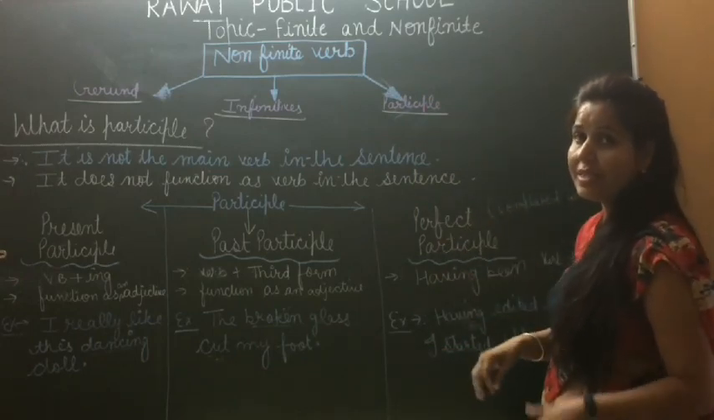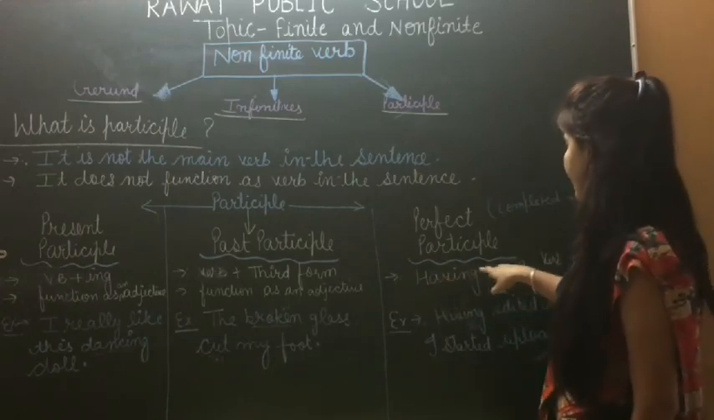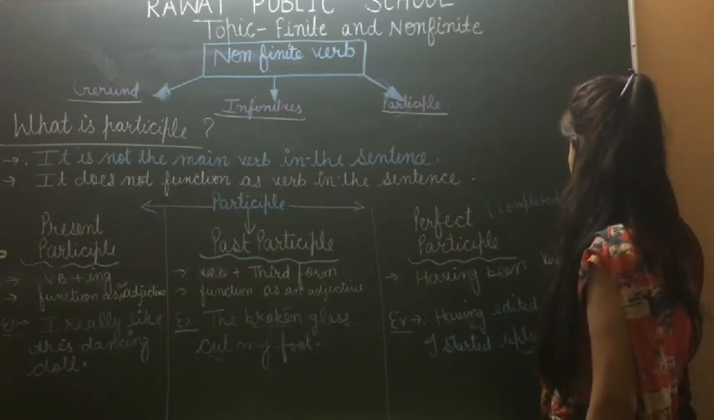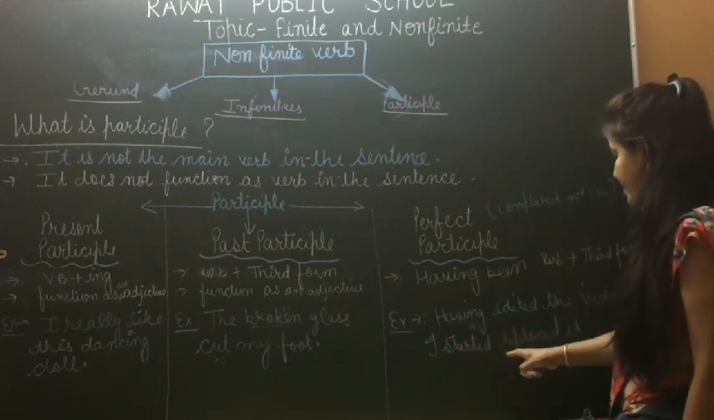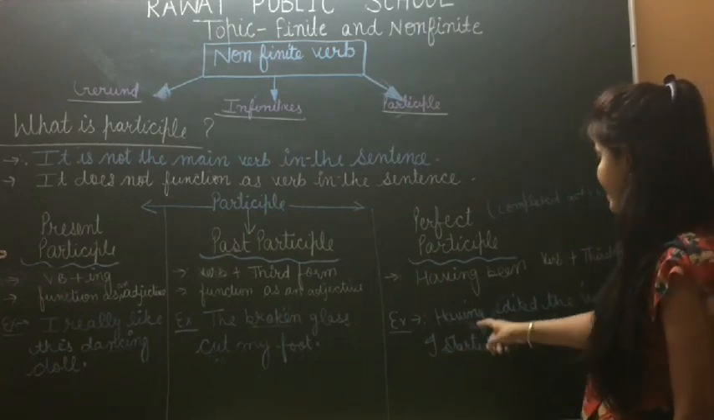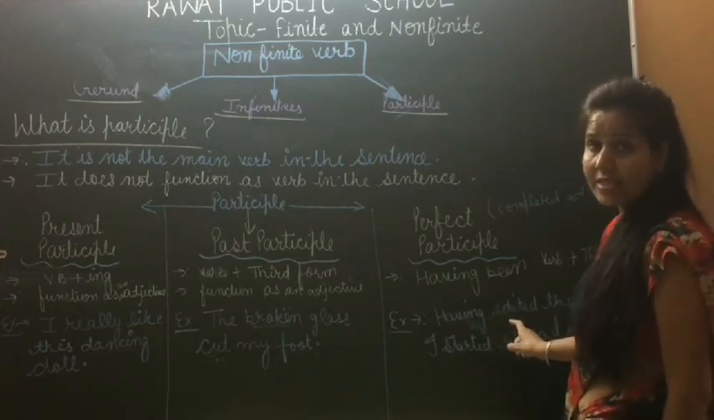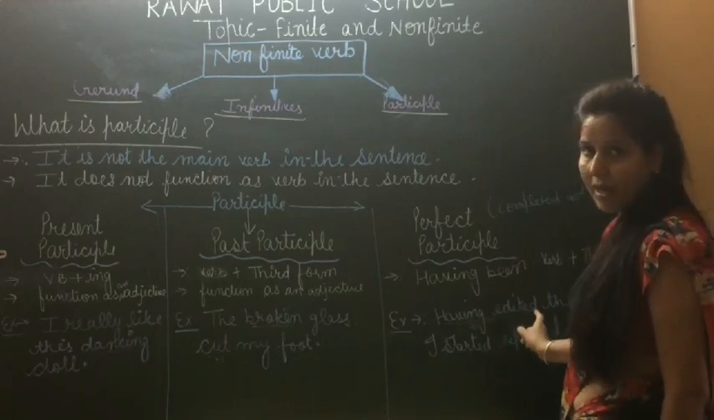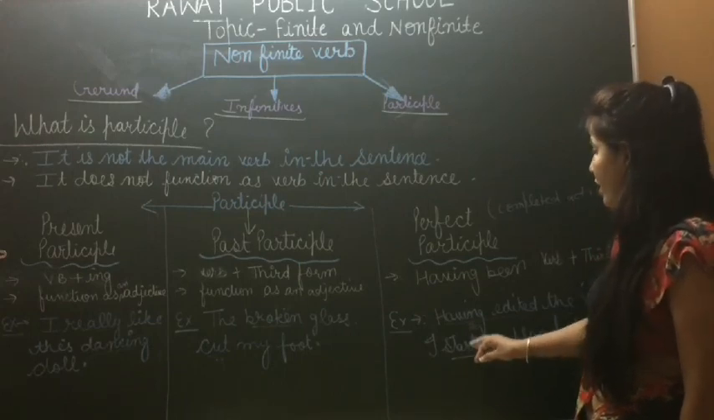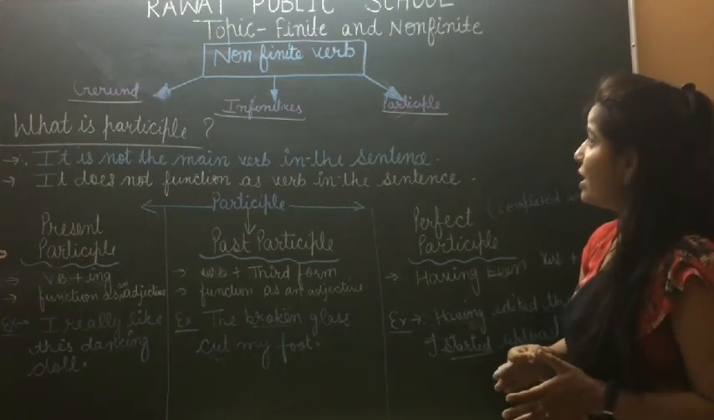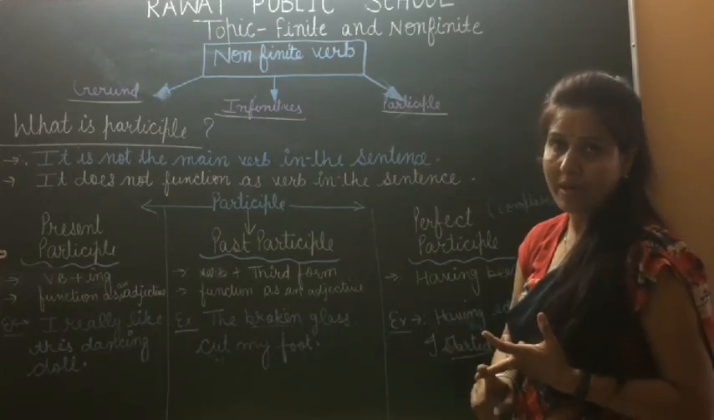And third is perfect participle. Perfect participle means completed action. Okay, so let's see the example to make it clear. Having been, verb plus third form. Okay, let's see the example. Having edited the video, I started uploading it. So in this sentence, having edited the video, this action has completed, so it is a perfect participle, and started is the second verb. Okay, so I hope now you have understood the non-finite verb kinds: first gerund, second infinitives, and third participle.